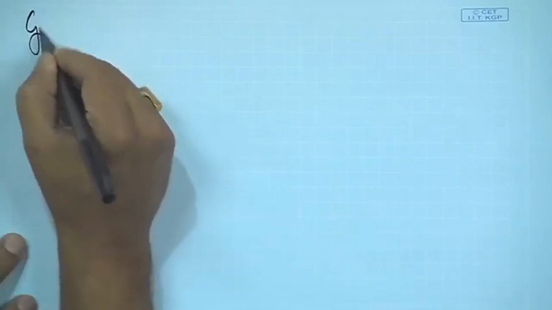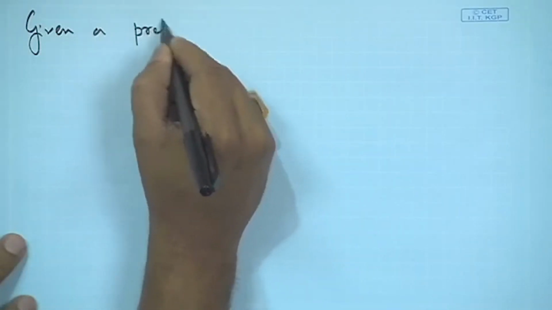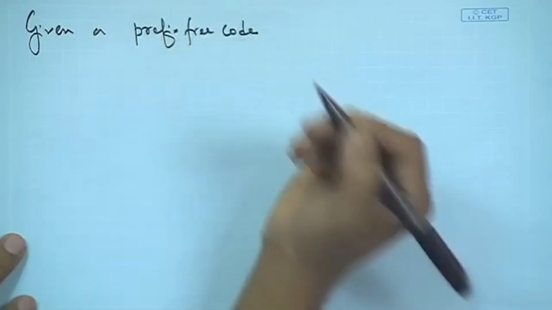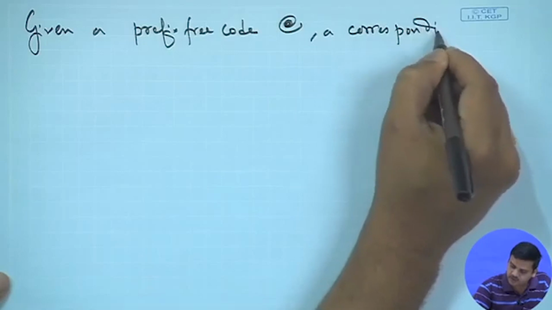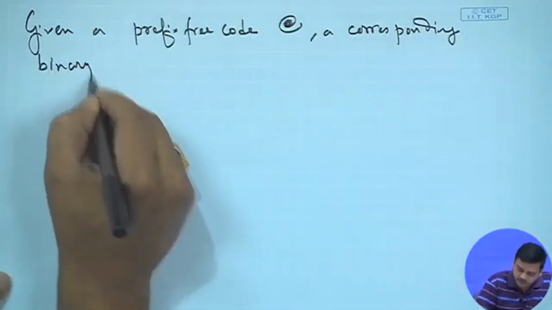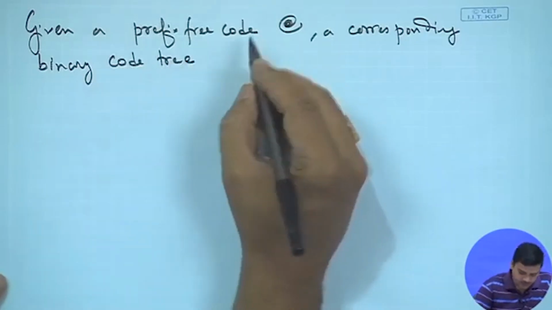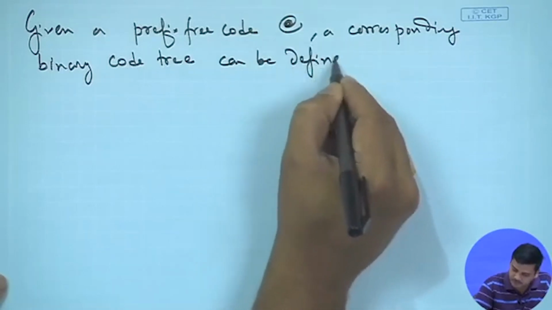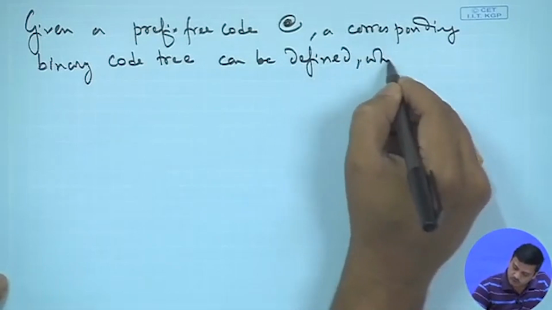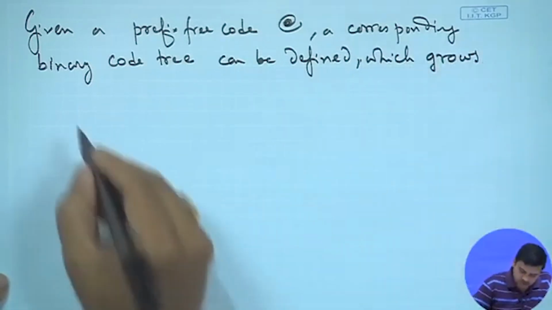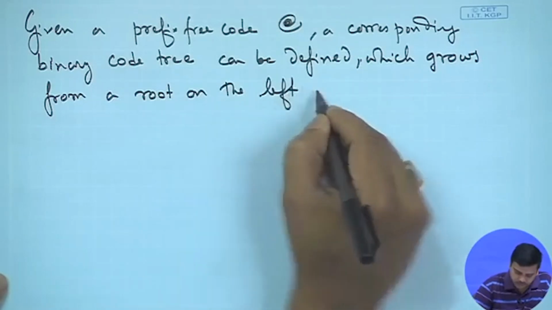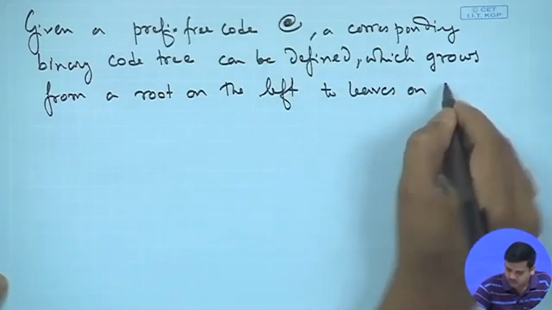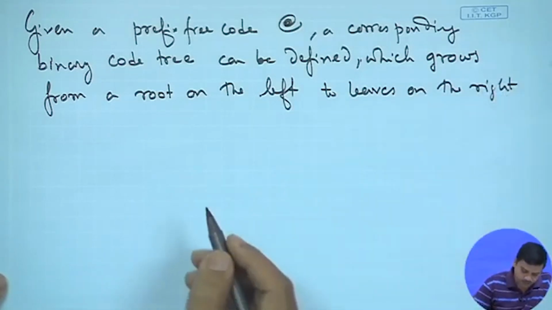So, we can move on further, and we would like to clarify that given a prefix free code C, a corresponding binary code tree can be defined. This is very interesting. We are defining it first: it grows from a root on the left to leaves on the right, representing code words.